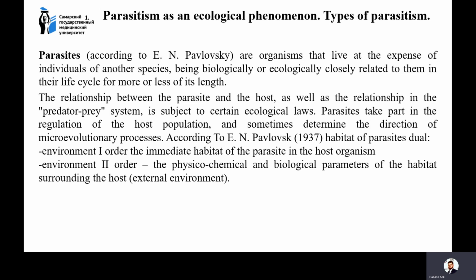Parasites take part in the regulation of the host population and sometimes determine the direction of microevolutionary processes. According to Pavlovsky, the habitat of parasites is a dual environment: environment of the first order, the immediate habitat of the parasite in the host organism, and environment of the second order, the physical, chemical, and biological parameters of the habitat surrounding the host, the external environment.